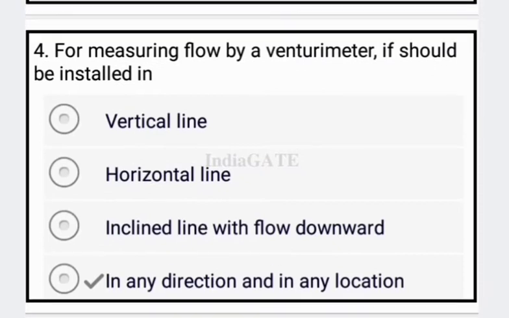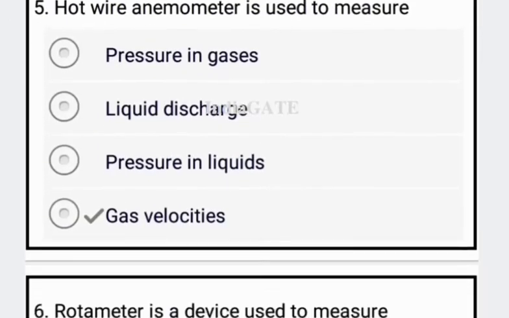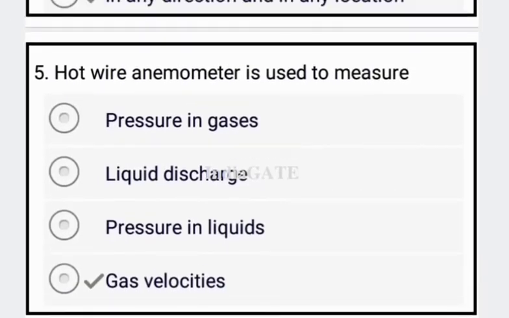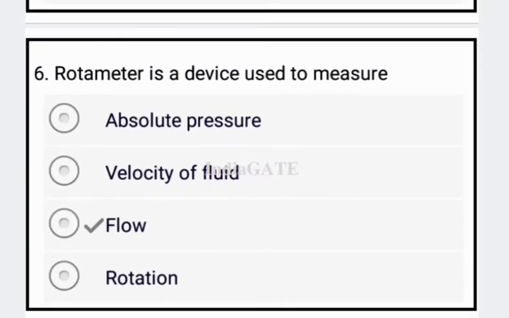Next question. For measuring flow with a venturimeter, it should be installed in. So the correct answer is option C, in any direction and in any location. Next question. Hot wire anemometer is used to measure. So the correct answer is option D, gas velocities. Next question. Rotameter is a device used to measure. So the correct answer is option C, flow.